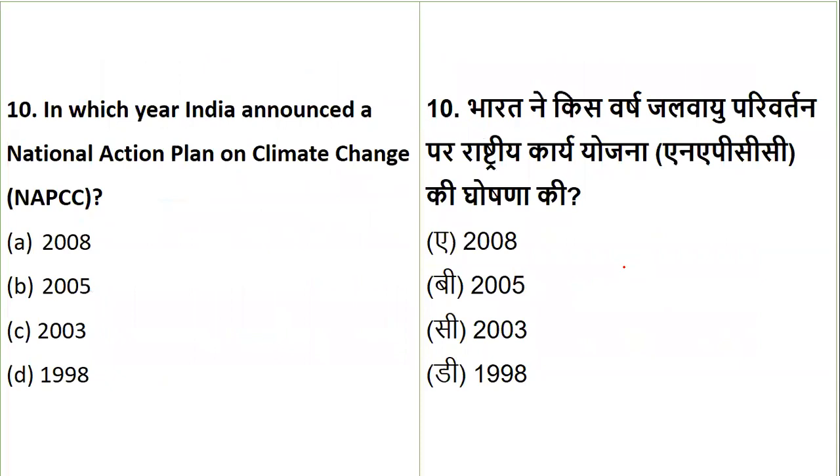Now, the National Action Plan on Climate Change in India was announced when? 2008, 2005, 2003, or 1998? This is a short topic which is definitely going to be a part of your examination: in which year the National Action Plan on Climate Change was announced. So basically it was announced in 2008, that is 30th June 2008.